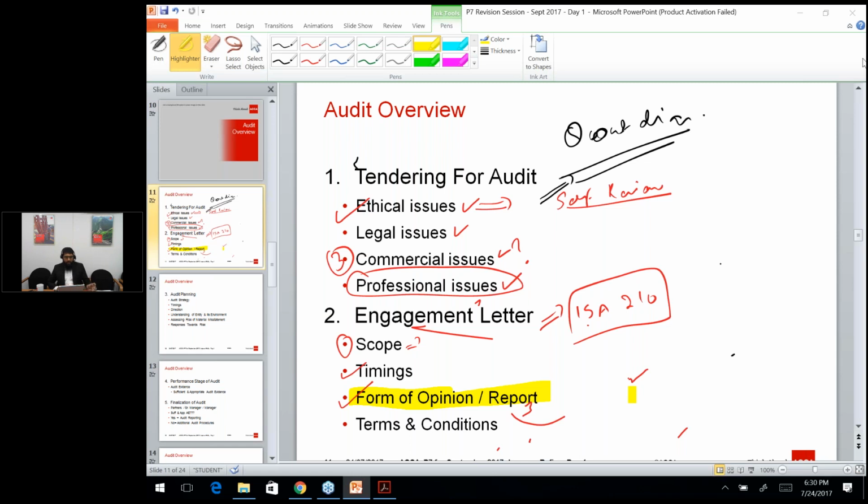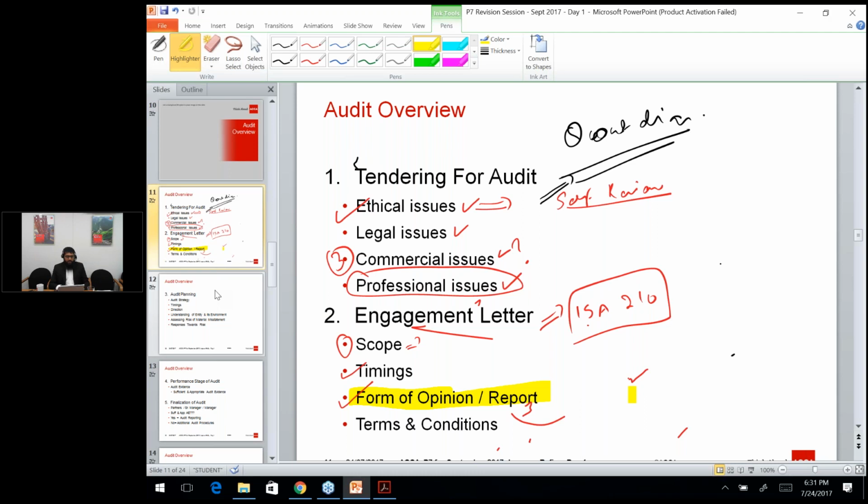So up till now, what we have discussed is how the audit progresses. The first thing is you are being invited to tender for the audit. You tendered for the audit, and once you have tendered, you considered these 4 issues. Once your quotation has been accepted, the next thing is you have an engagement letter signed, and the engagement letter is going to cover all these specific areas.